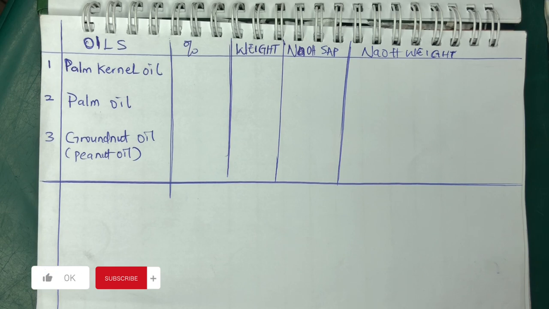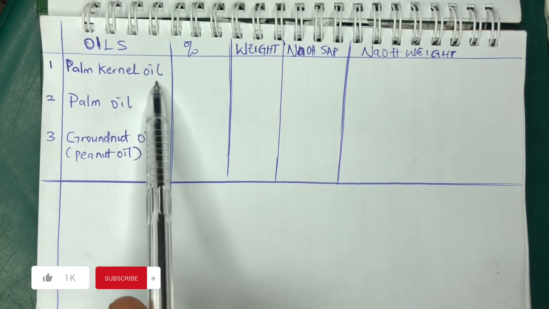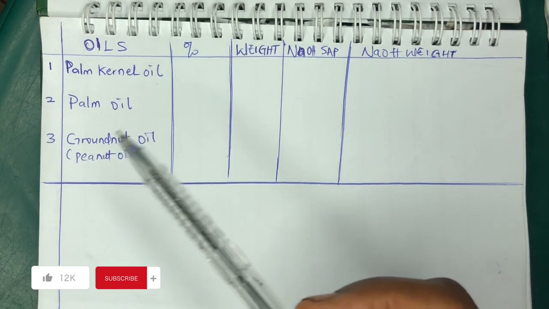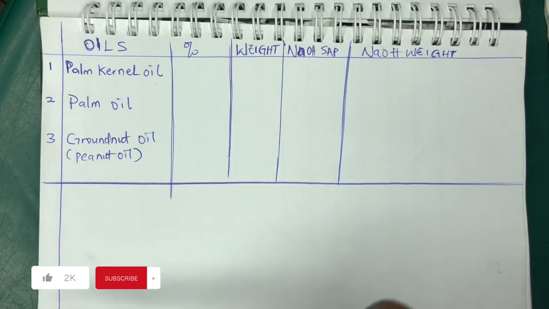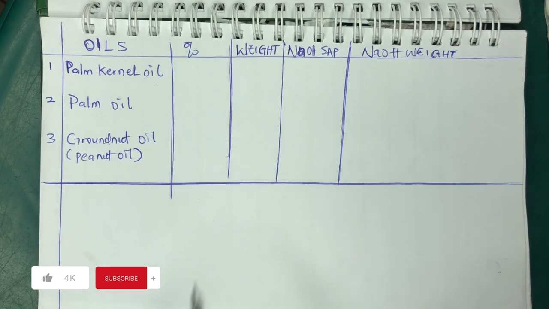But meanwhile, let's continue. Let's dive straight into it. So I'll be needing these oils for soap production: palm kernel oil, palm oil, and groundnut oil. And how will I calculate and know the quantity of caustic soda that I will need? I need a total of 3,000 grams of all these oils.